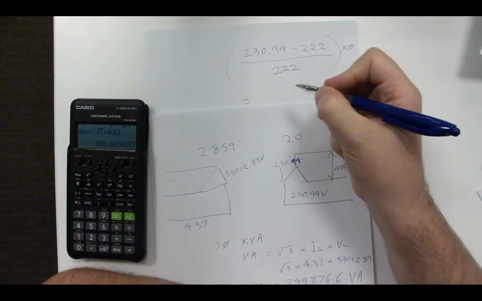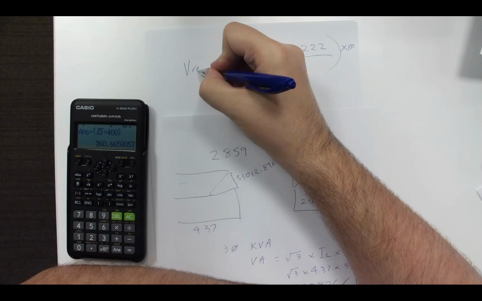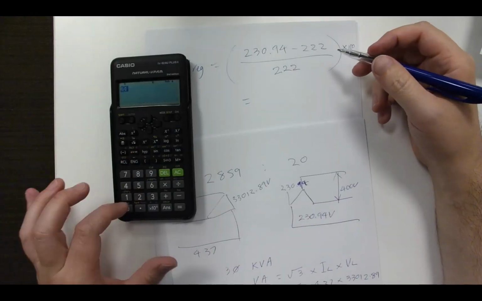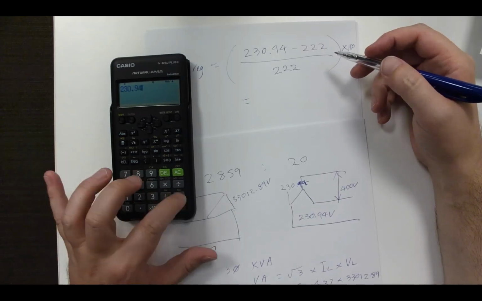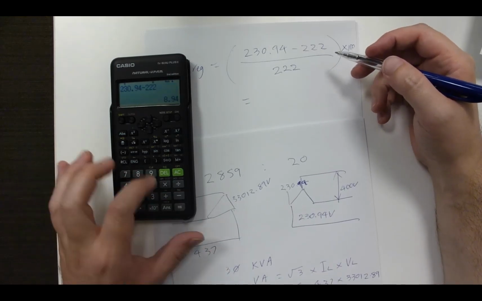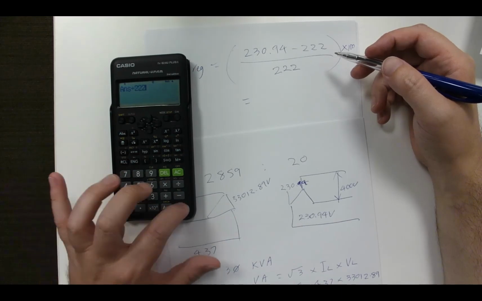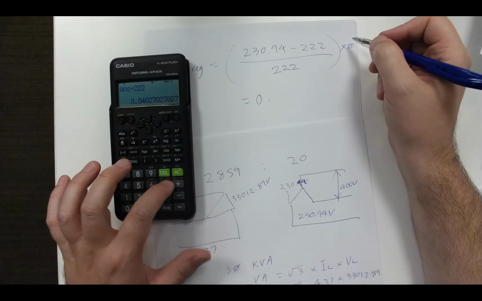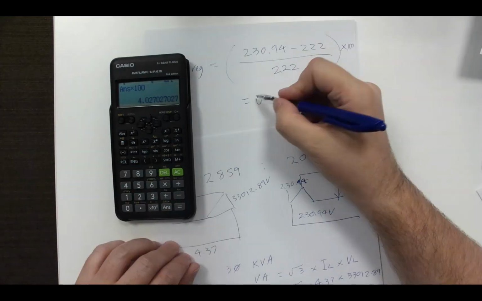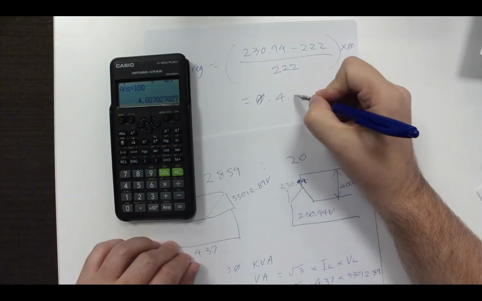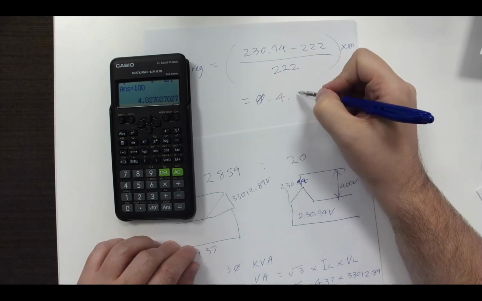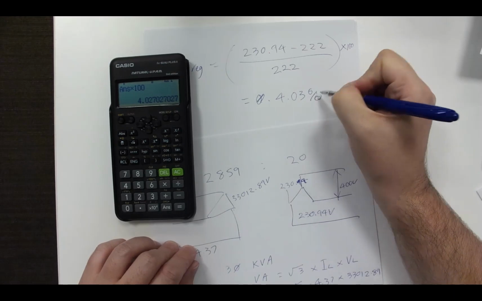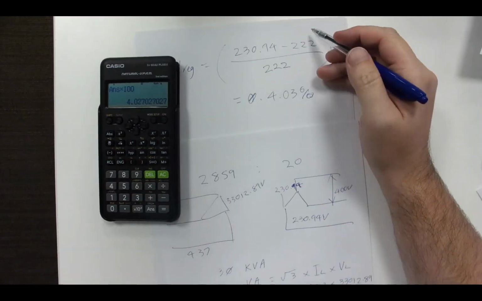to get our percentage. So V reg equals, from our formula sheet, 230.94 minus 222, divided by 222, and we will get 0.04. I forgot to times by 100. So 4.037, so 4.03%.